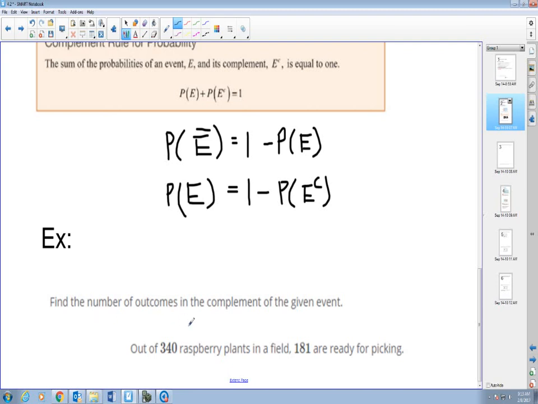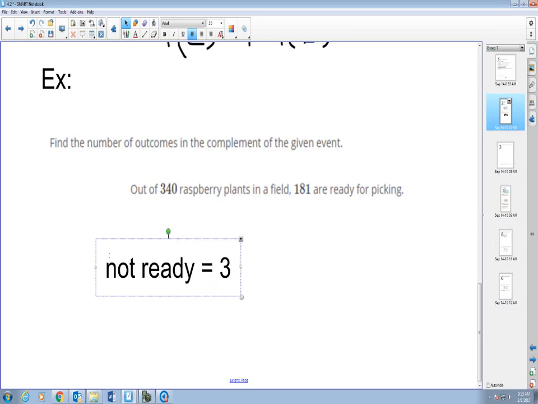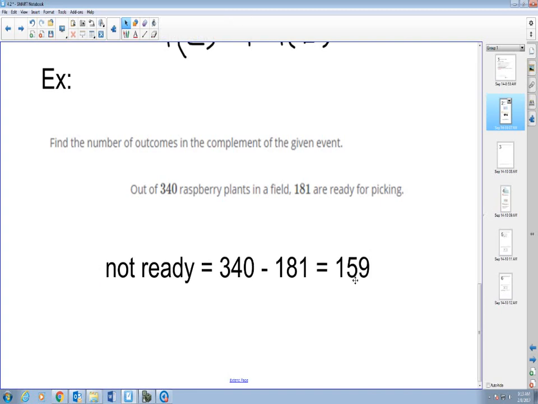Alright, find the number of outcomes in the complement. Let's find the complement. Out of 340 raspberry plants in the field, 181 are ready for picking. So this problem will make you find how many are not ready for picking. Not ready for picking would be the total 340 minus what are ready. So that will give me 159, I believe. So 159 is not ready, it's the complement.